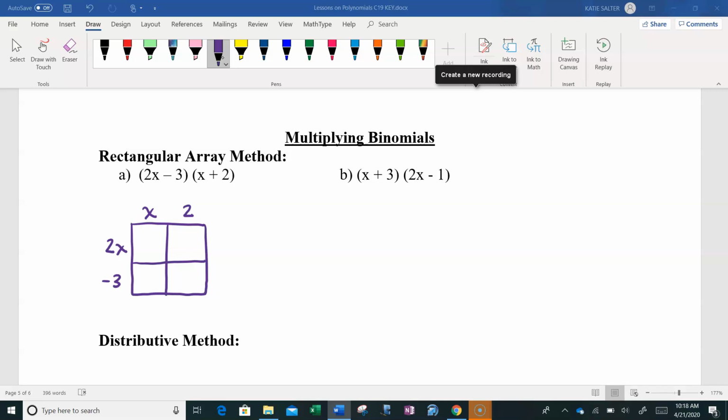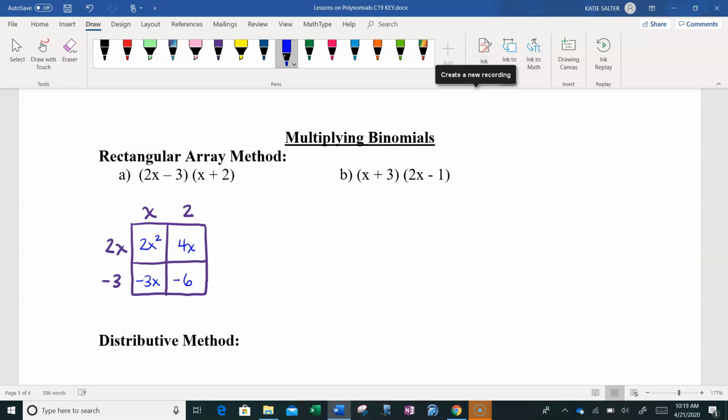Then we go through and multiply what is on the outside of the window and put the product in the box. So for this first little window right here, I would say 2x times x, and that would give us 2x squared. For this next window, I would say 2x times 2, so that would give us 4x. And then I'm going to come down here to the bottom row. So negative 3 times x is negative 3x. And then this last window in the bottom right corner, negative 3 times 2 would give us negative 6.